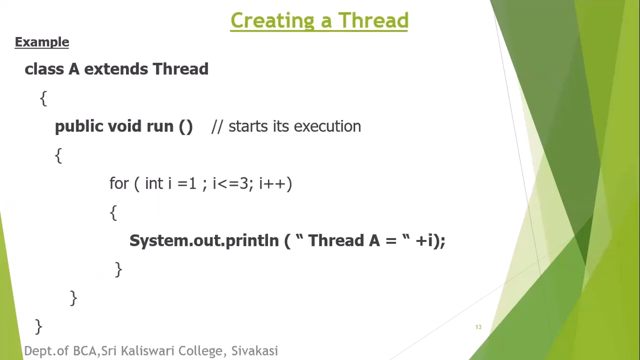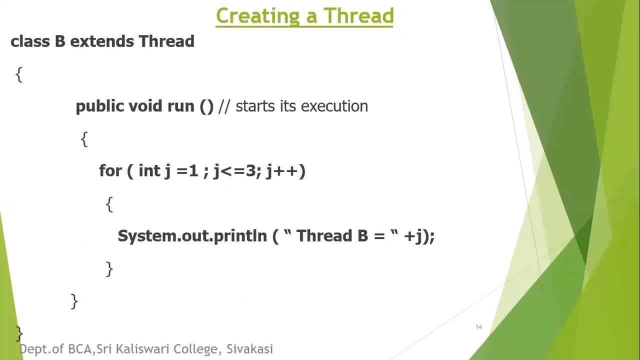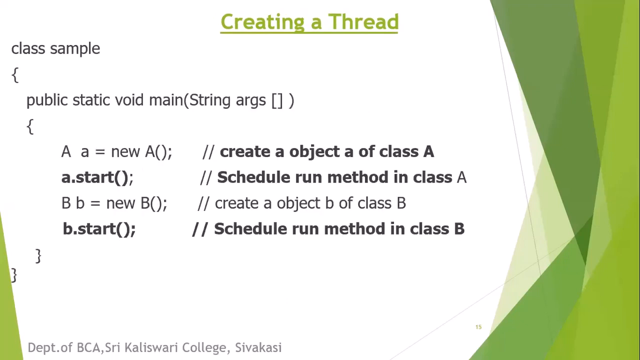Class A extends Thread, and class B extends Thread. You see here class A is public and extends Thread, and it contains a run method with a set of statements. In this case, we print the value. In class B, which extends Thread, the public void run method prints the J value. Then in the main program we create objects: A equal to new A, and B equal to new B. This is the newborn state. After creating the threads, we schedule them by A dot start and B dot start.